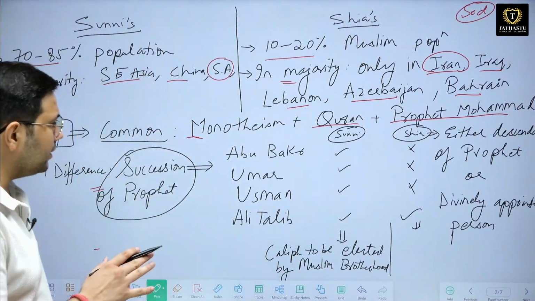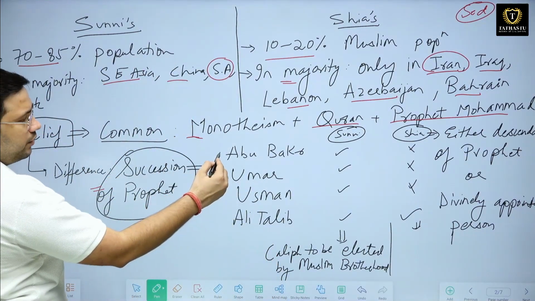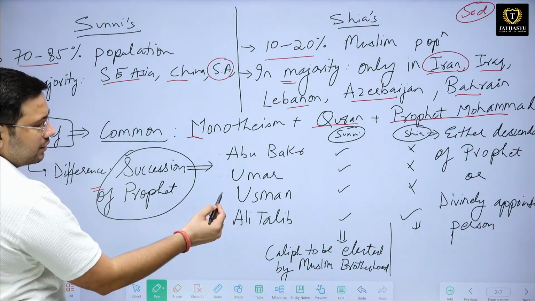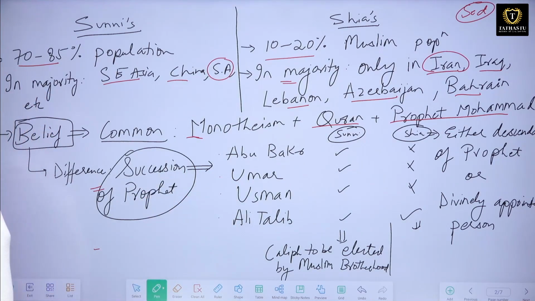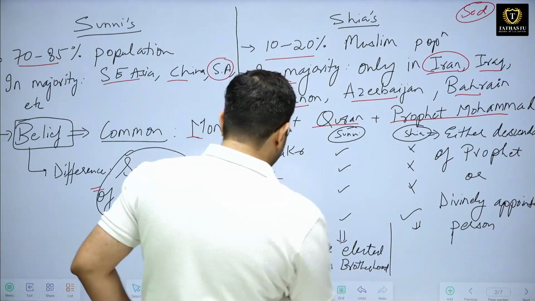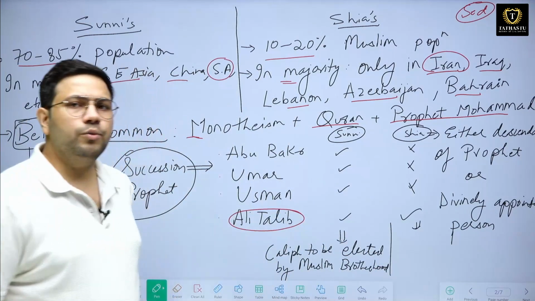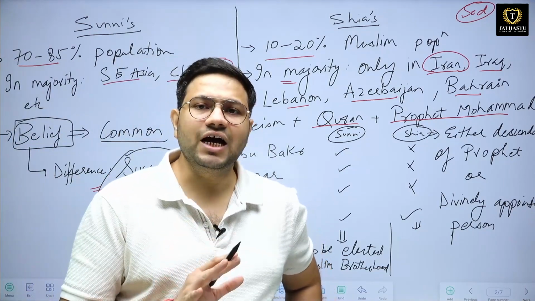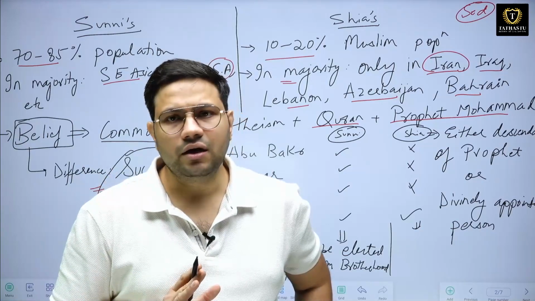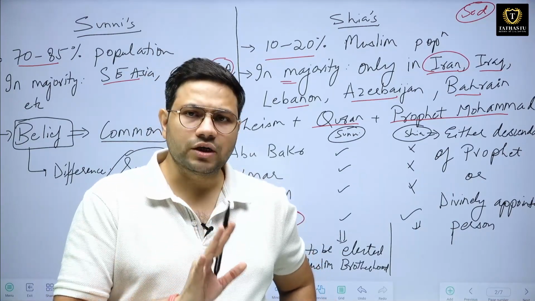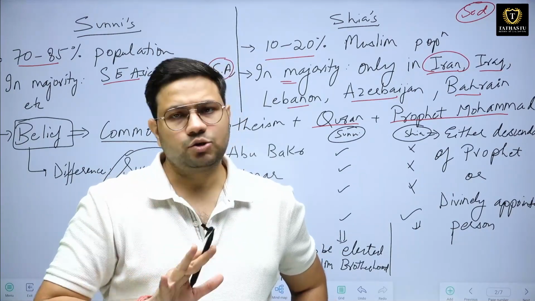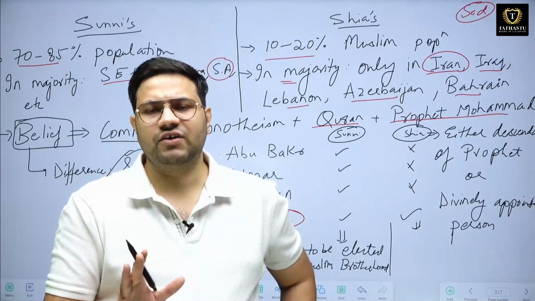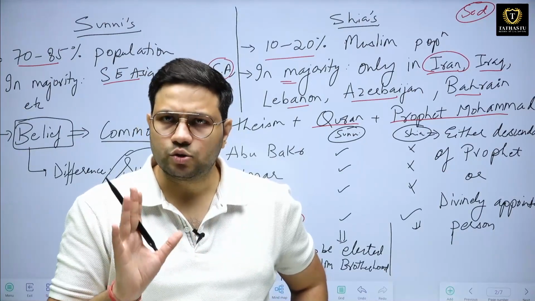So Sunnis believe that the successors would be Abu Bakr, then Umar, then Usman, and then Ali. Okay. So this is the belief of Sunnis. But Shias believe that after Prophet Muhammad, it was only Ali who could be the rightful successor of Prophet Muhammad. And Shias rejected the first 3 caliphs who were also accepted by the Sunnis. So this is the basic difference between Shia and Sunni.